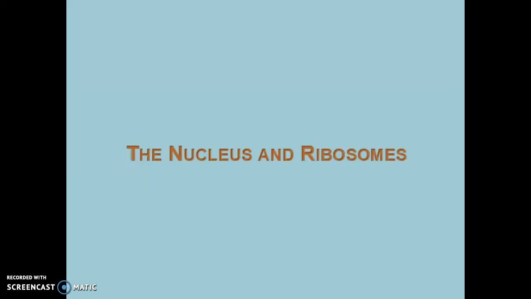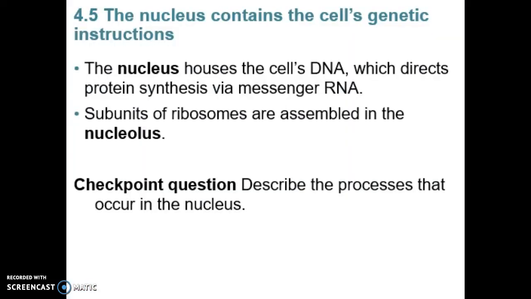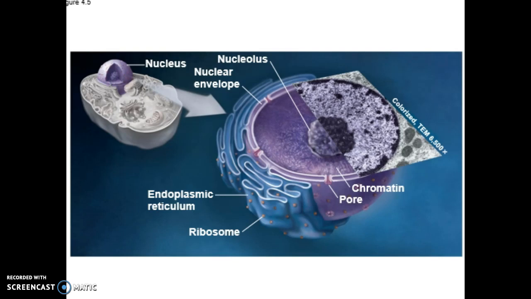The nucleus and ribosomes. The nucleus is where the DNA is housed. The nucleus also houses subunits of ribosomes. This particular region of the nucleus that houses the subunits of ribosomes is called the nucleolus. You'll see it if you look at slides of the nucleus as the densely staining body within the nucleus.